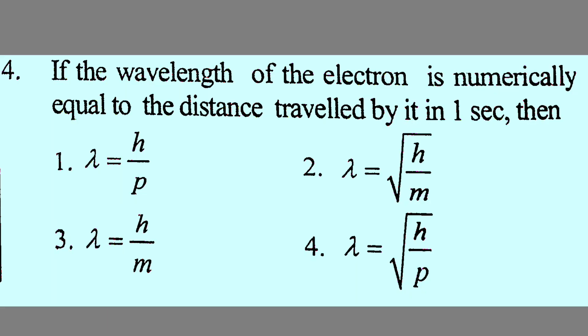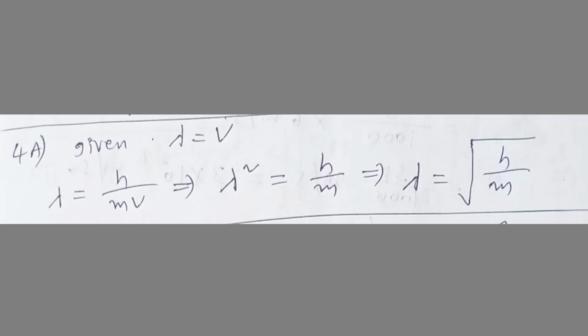Now the next problem is, if the wavelength of an electron is numerically equal to the distance travelled by it in 1 second, then. Now let me do the answer. First let me write the values which are given in the question. Now all these values we have to substitute in this formula, then we get the answer.